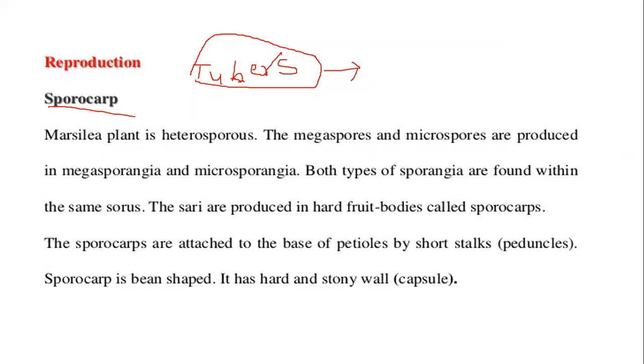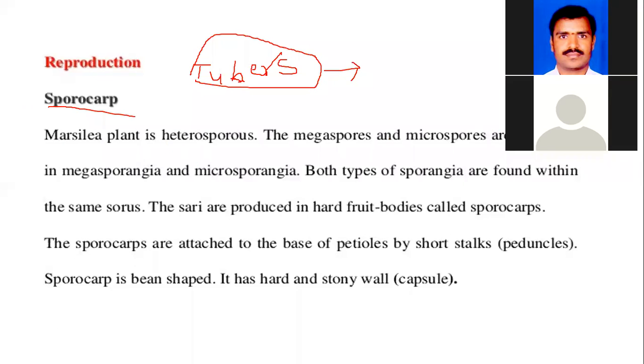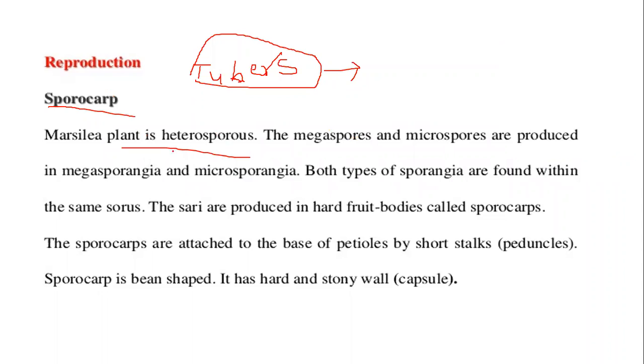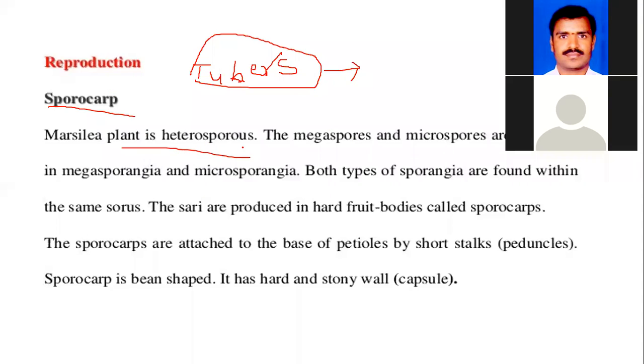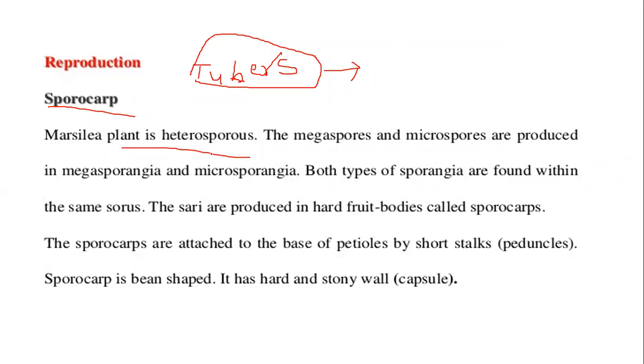So when we talk regarding the sporangia or the spore development here, Marsilea is a heterosporous plant. I repeat this. Whereas the other two genera we studied, Lycopodium and Equisetum, are both homosporous plants, Marsilea is a heterosporous plant. That means this plant will produce two different types of spores. The spores which are larger in size we call megaspores, and the spores which are smaller in size we call microspores.